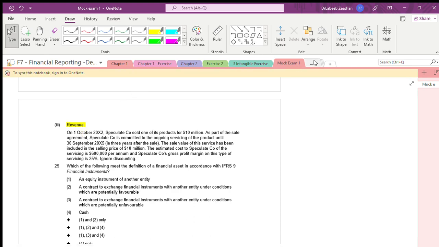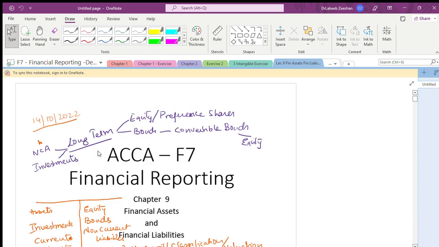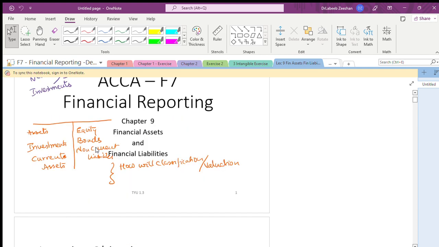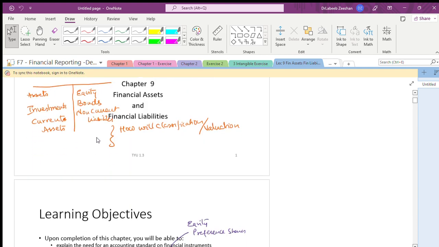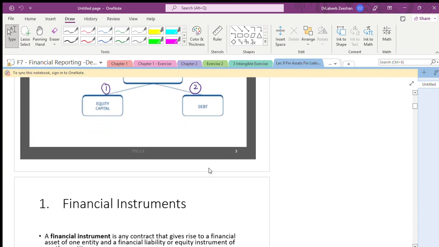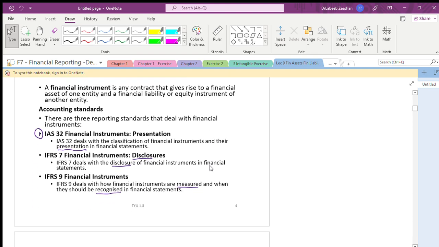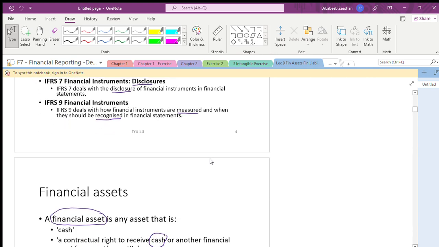Financial assets: we have covered these financial assets and financial liabilities in lecture 9. A very quick overview. We are talking about equity, bonds, investments. Financial instruments, debt, equity, capital, presentation, disclosure, and IAS 32, IFRS 7, IFRS 9. IFRS 7 is disclosures, IAS 32 is presentation, and IFRS 9 is financial instruments.